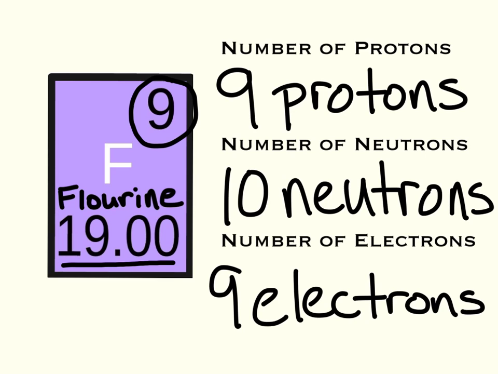So starting from the number of protons with the atomic number here, this number tells me the number of protons. The number of protons tells me the number of electrons I'm going to have. And then from there, this 19, I have to have a total of 19 protons and neutrons. So I have already used 9, and I have to have 10 neutrons to make that 19.